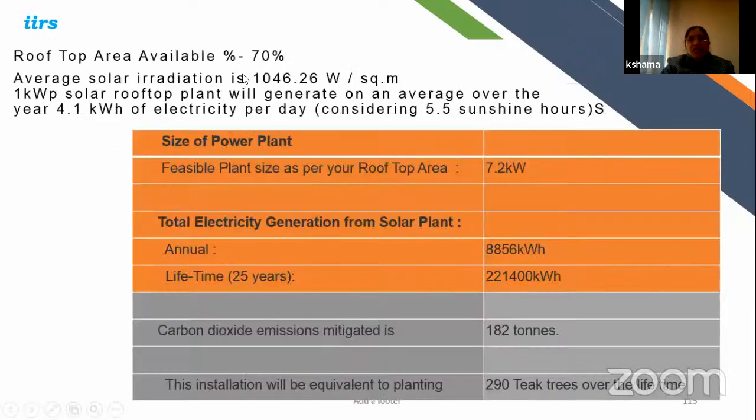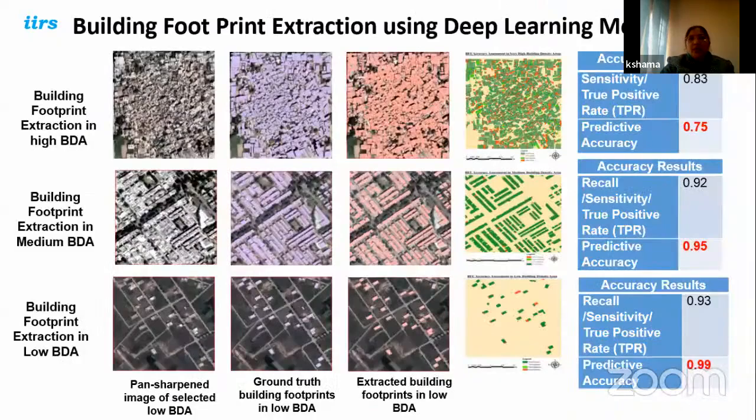Now this can be utilized to identify the rooftop area which is available, how much solar potential there is, and how much electricity generation can be done. So from only these three buildings we can identify how much carbon dioxide emission can be mitigated, and how much this can be over the lifetime, like the peak tree equivalent.